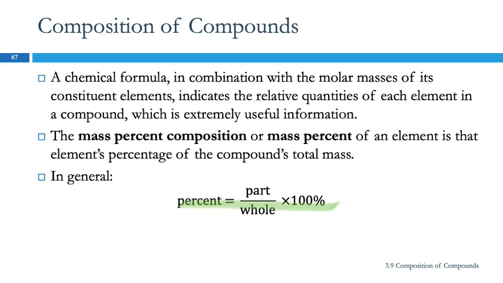So this is a general statement of what percent means. Percent is the part you're interested in, so here it would be the mass of the individual element, divided by the whole thing, the mass of the whole compound, and then multiply by 100 to make it a percentage.